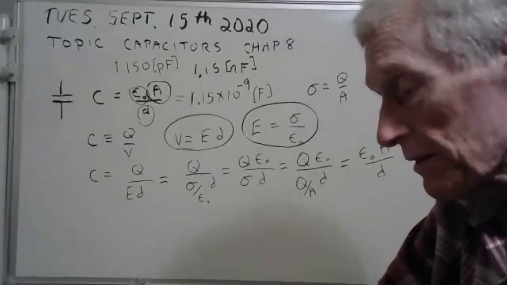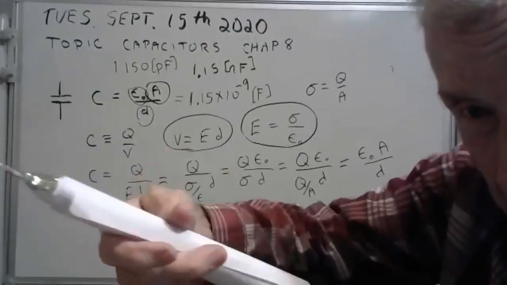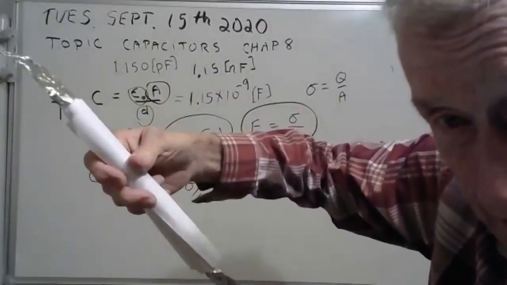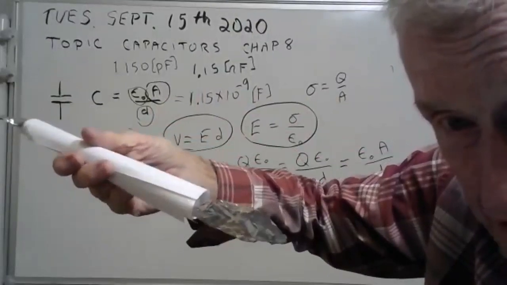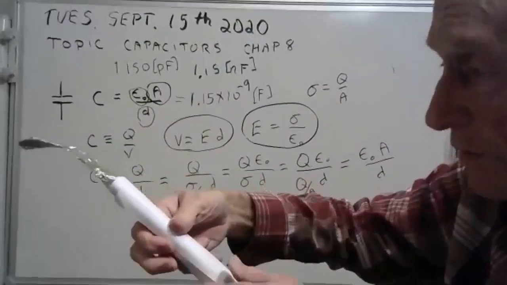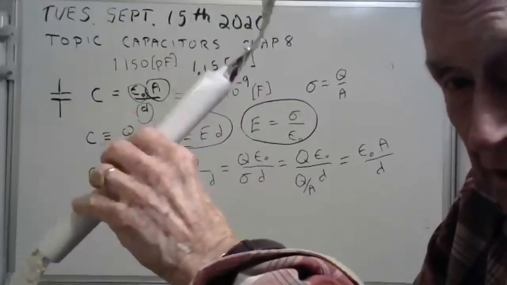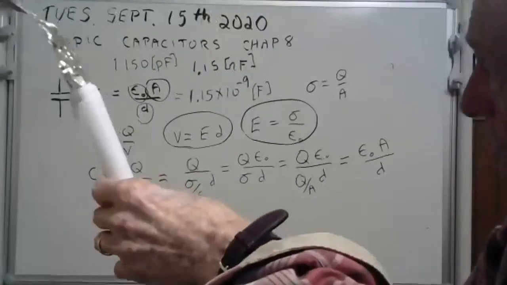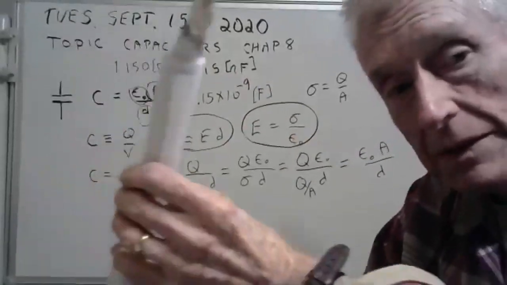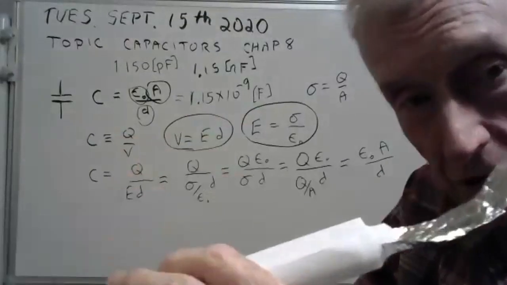Now the geometry is a little different. This is not exactly a parallel plate capacitor. It's more of a cylindrical shape, isn't it? It's not two flat plates. It's two curled up plates. But it would be interesting to measure this. We have capacitor checkers in the lab, but I can tell you it's going to be in this ballpark. It's going to be in the 1 nanofarad capacitance ballpark.